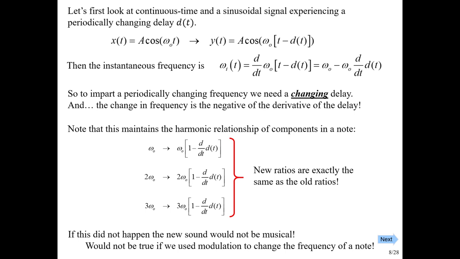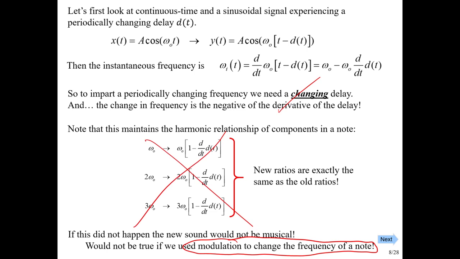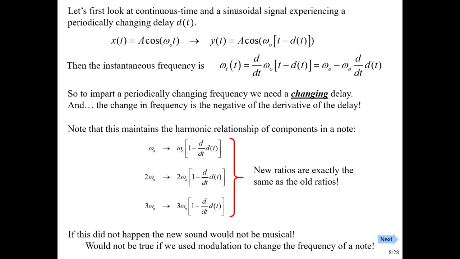Now, there is another way to change frequencies that you probably learned about in your signals and systems class, and used in maybe a communication systems class, where you take a signal and multiply it by a cosine. We called that modulation or frequency shift. If we were to use modulation instead of this changing delay, then this would not work. We would not get harmonically related frequencies after we do that modulation. So modulation has its place, lots of places, but just not here.